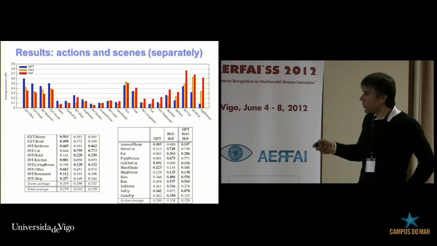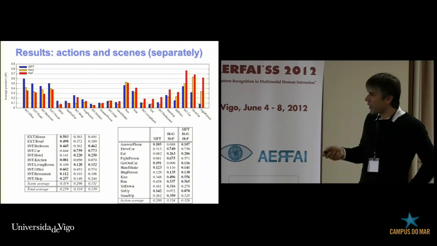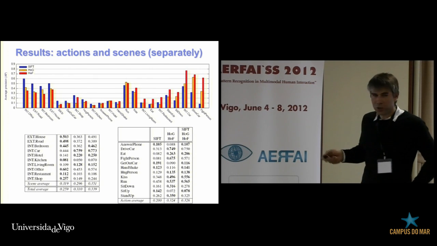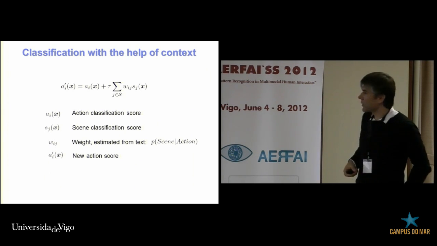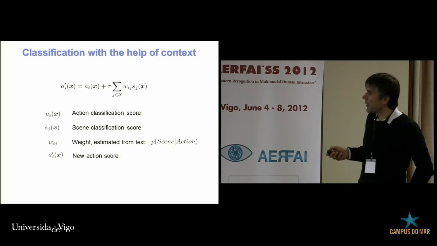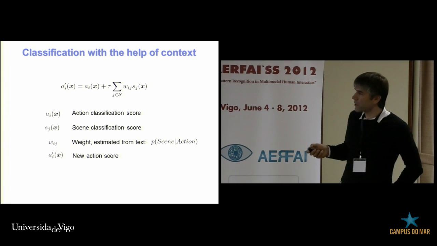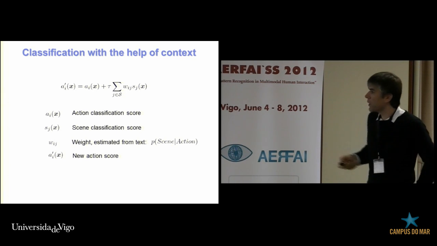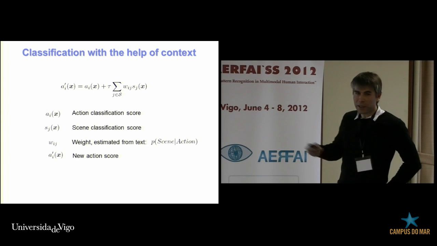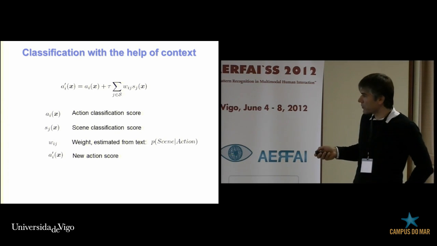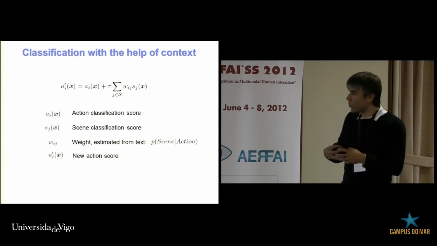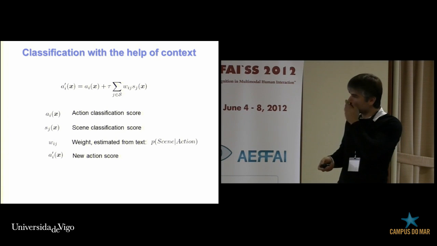Now the next experiment is to use scenes to improve action recognition. The model here is quite simple. It's a linear perceptron kind of model. We have scores which we obtain from the scene classifier, and scores which we obtain from the action classifier. And the W's are the posterior probabilities of a scene given an action. So this is our glue, to glue together the performance of action classifiers and scene classifiers.